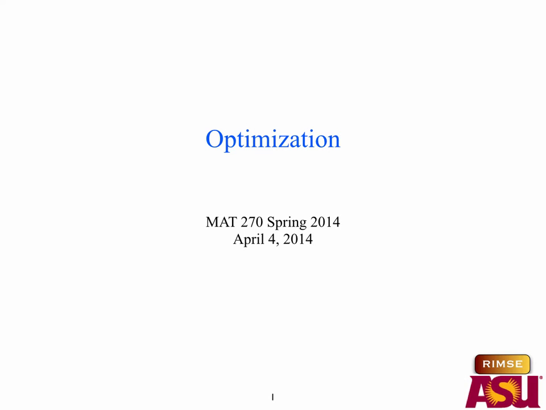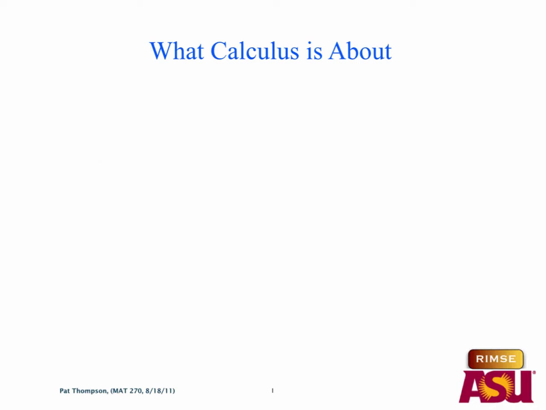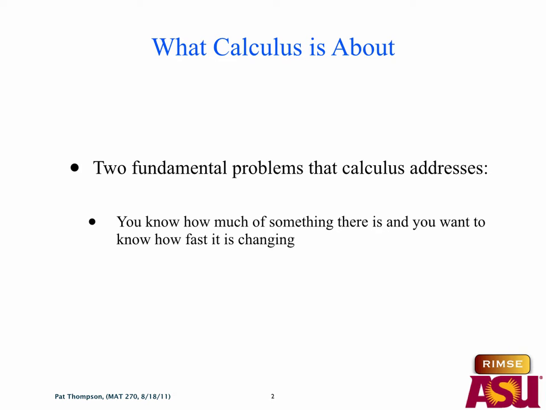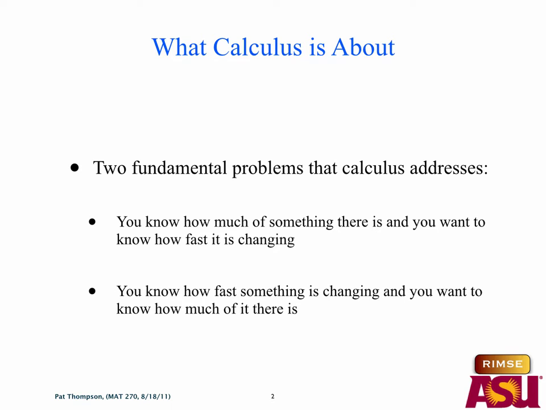All right, so today we're going to talk about this thing called optimization, okay? But before we do, I just want to remind us about what calculus is about, because it's easy at this stage in the semester to forget what the whole point of everything was, right? So remember, calculus addresses two questions. The first is you know how much of something there is, and you want to know how fast it's changing. And the other question is you know how fast something is changing, and you want to know how much of it there is, okay?